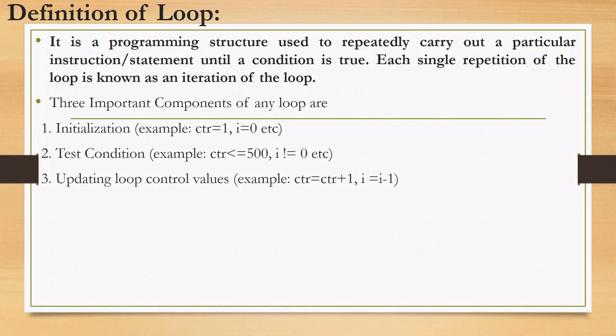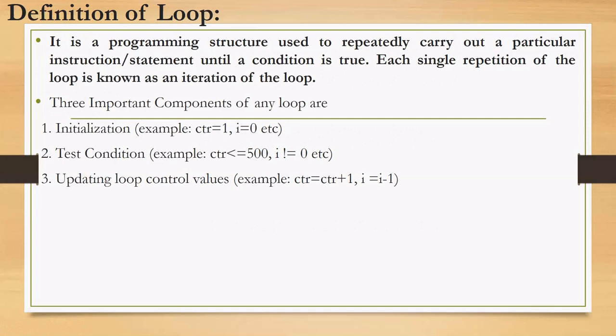And three important components of any loop are, first you have to initialize, that is from where exactly it should start, and test condition, up to what condition that line should execute. The third important component is updating. Once it is initialized, for every iteration it should get updated in such a way that once it reaches the end, that is the condition, automatically the loop should end. So in any loop we have three important components: initialization, test condition, and updating.